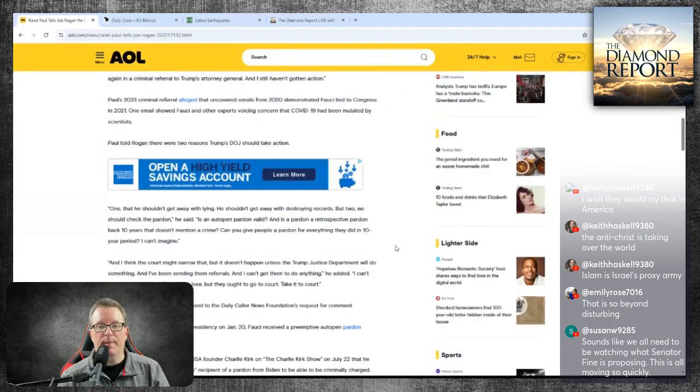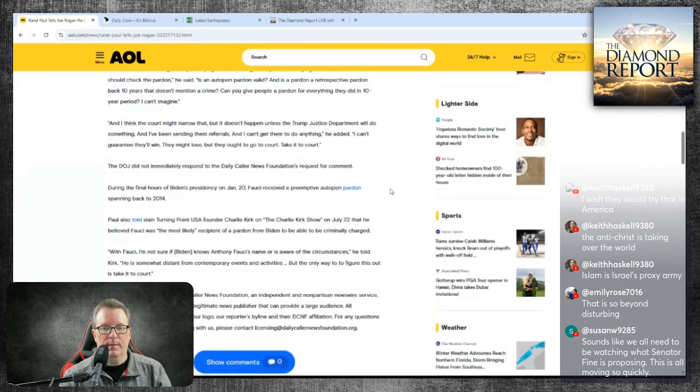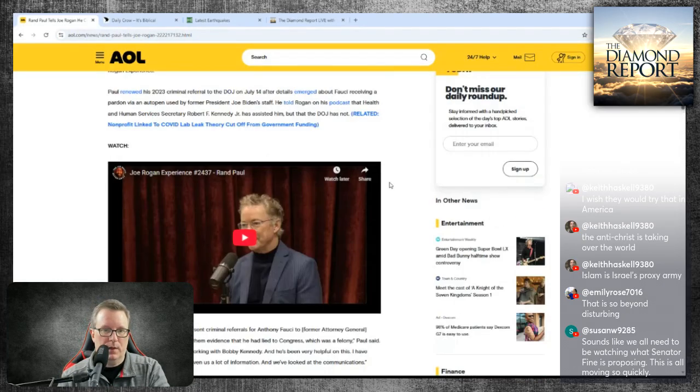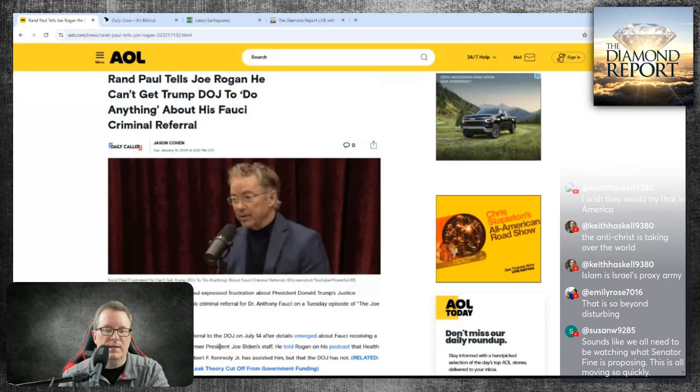I say fire Pam Bondi. Start with that. And probably most people at the DOJ. Anyway, just wanted to mention it and note that he is saying that Bobby Kennedy is helping him, but it's getting nowhere fast. All right, next article.